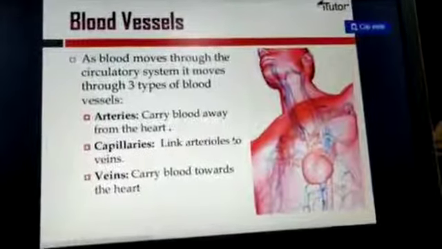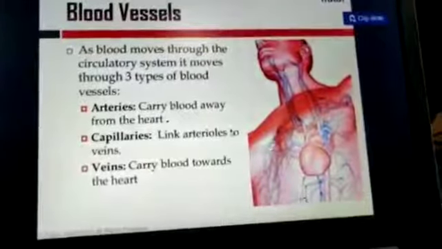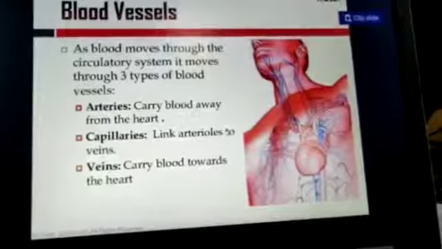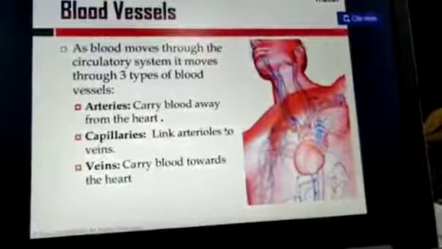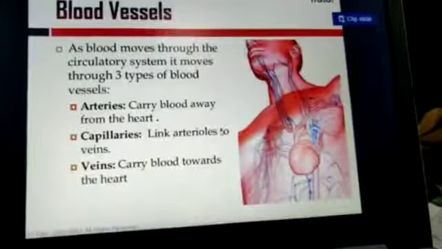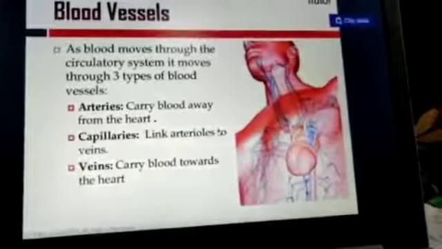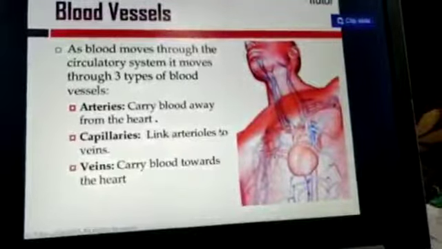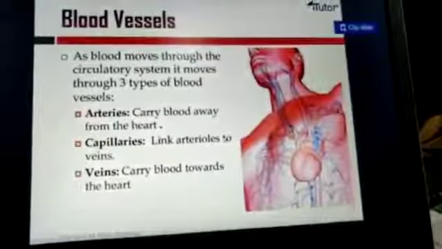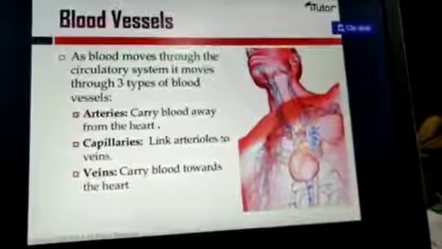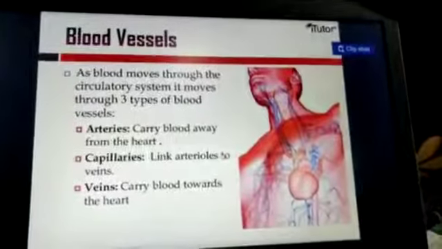Now, blood vessels. In the beginning we saw the image: there are three types of blood vessels. As the blood moves through the blood circulatory system, it moves through three types of blood vessels: arteries, capillaries and veins. Arteries carry blood away from the heart, that is the pure blood, from the heart to the different parts of the body. Capillaries link arterioles to veins. They join arteries and veins through fine blood vessels. Veins carry the blood towards the heart, that is impure blood, from the different parts of the body to the heart.